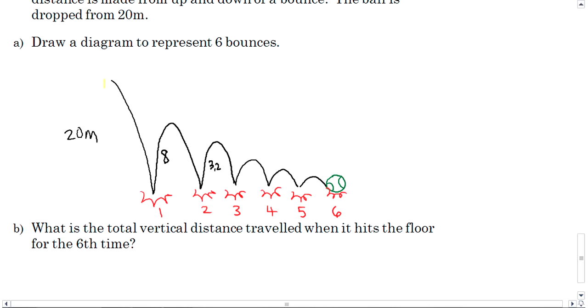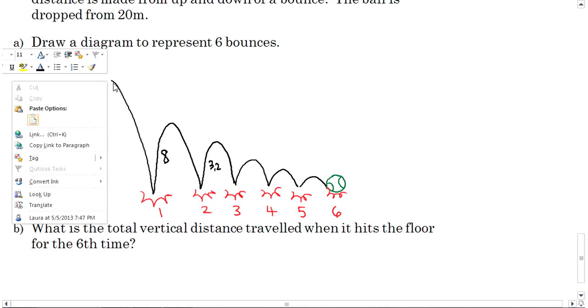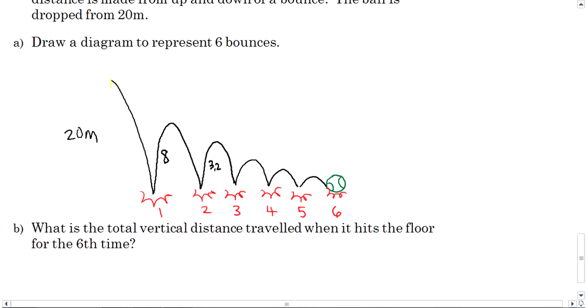They're asking for the total vertical distance, right? So this is 20 plus 8, and then it comes back down, plus 8 plus 3.2 plus 3.2. I'm talking about the vertical distance here, so this is why I'm drawing straight vertical lines, plus whatever this is, twice, plus this, and it's like that. Okay, so that's what it's really asking for.